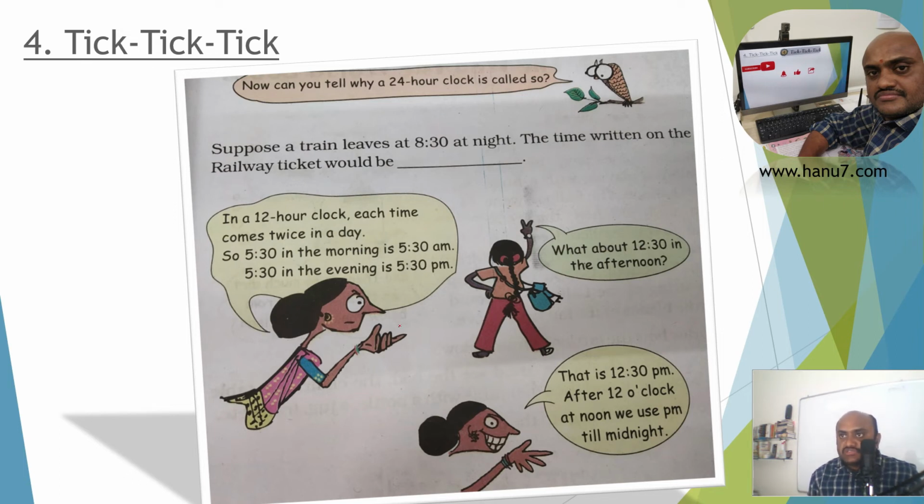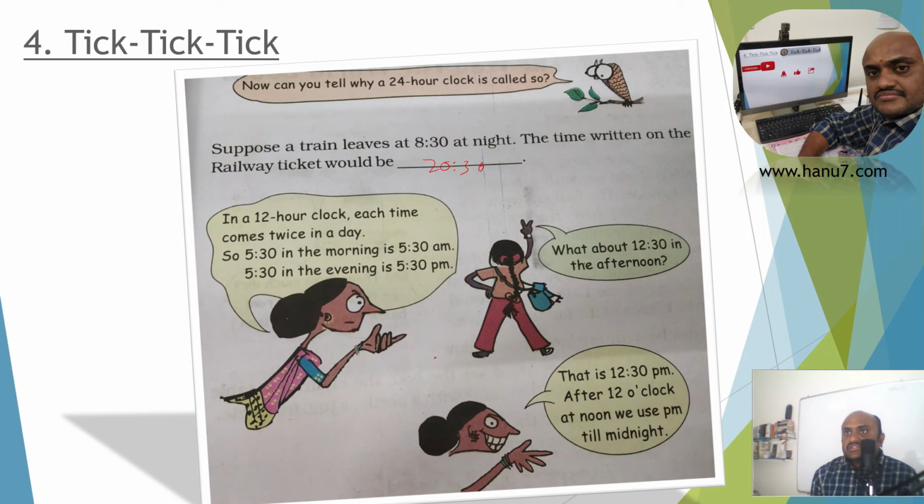Suppose the train leaves at 8:30 at night. So at what time would the railway ticket be? As I told just now, add this 8 to 12, it will be 20:30. Okay, 20 and 30. There will be no AM or PM here. Just simply write 20:30.